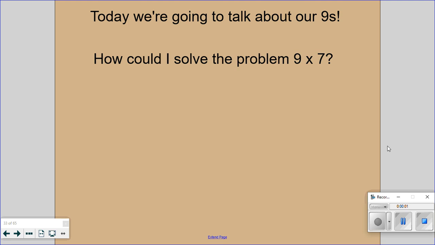So the past couple of days, we have been learning our multiplication facts and really practicing some strategies to figure those facts out. We've done our zeros, we've done our ones, we've done our twos. We learned how we can use our twos to help us with our fours. We've done our fives, and we know how to use our fives to help us with our tens. Today we're going to be talking about a harder multiplication fact. So far we've been doing pretty easy skip counts.